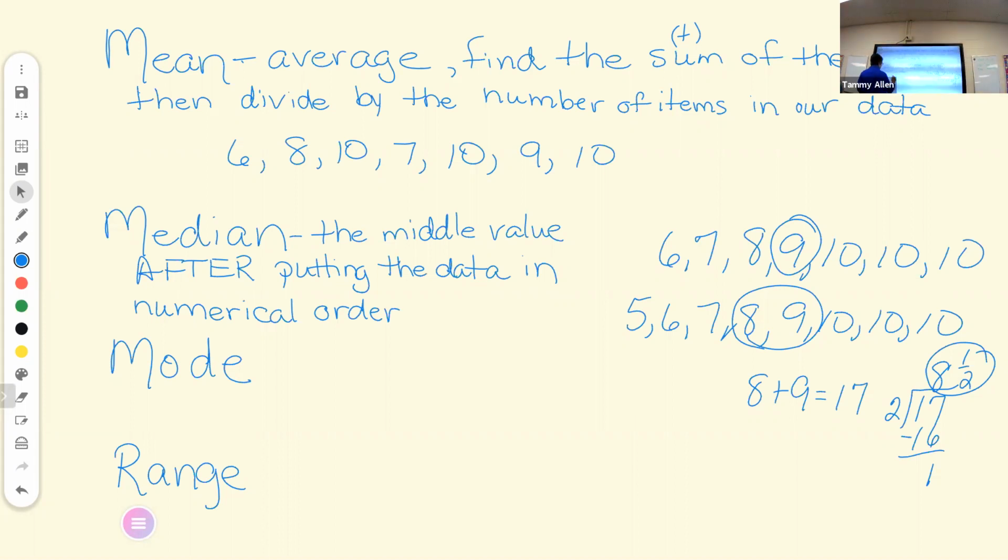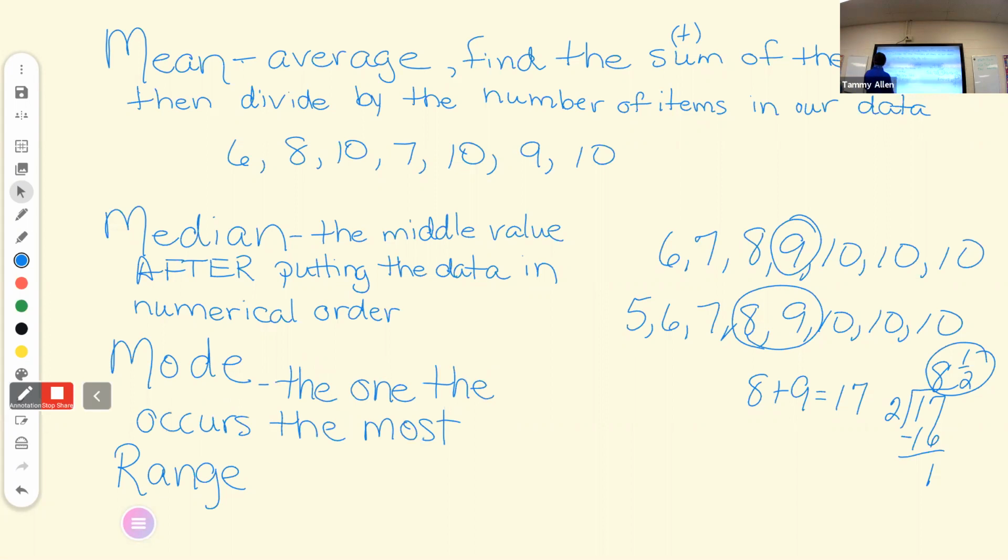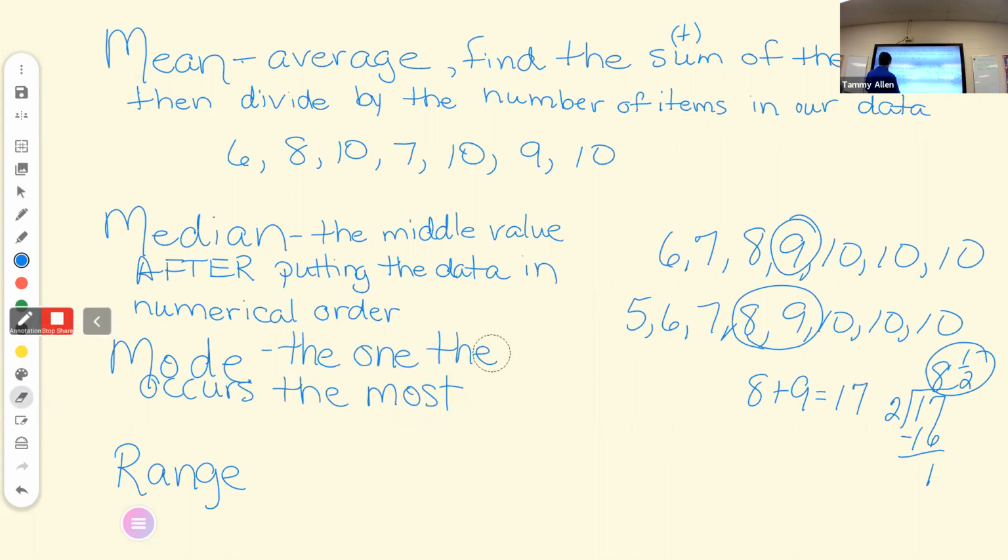Mode. The one that occurs the most. What's that? That occurs the most. Thank you. The one that occurs the most. Look at our data. What occurred the most? 10.